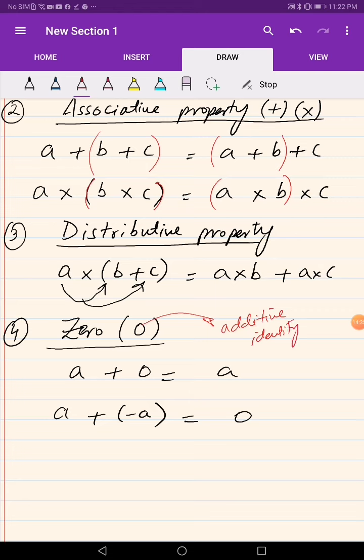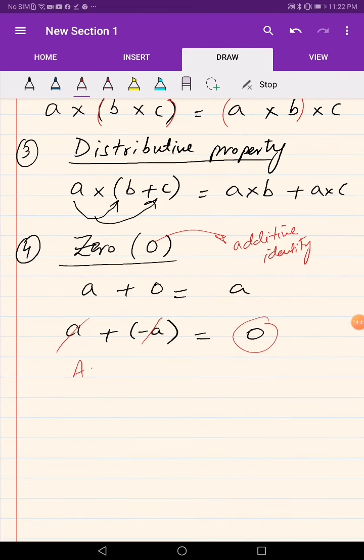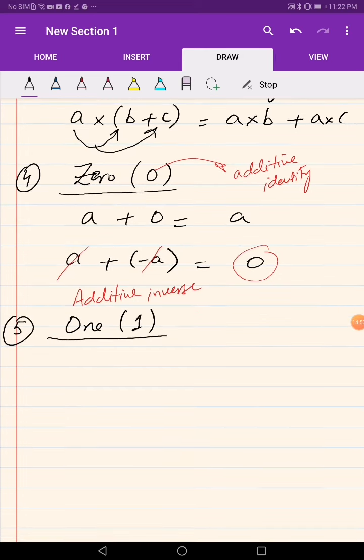So when two numbers cancel each other and give you the additive identity, they are called additive inverses of each other. So that is the additive inverse property. Another thing, the last one for the properties: when I say a times 1, I always get a. So a number did not change its identity. That's why 1 is called the multiplicative identity.